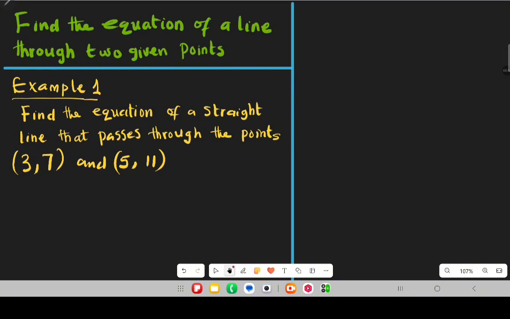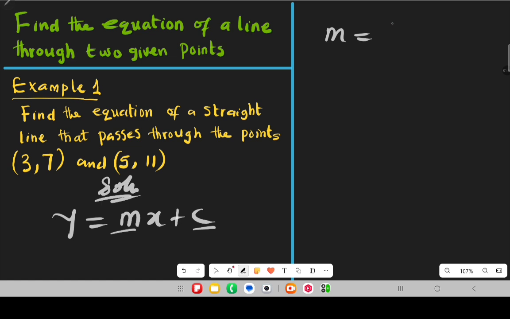First, we use the straight line form of the equation. A straight line is of the form y equals mx plus c, where m is the gradient of the line, which is the slope, and c is the y-intercept. To find the gradient m, m equals the increase in y, which is y2 minus y1, all over the increase in x, which is x2 minus x1.